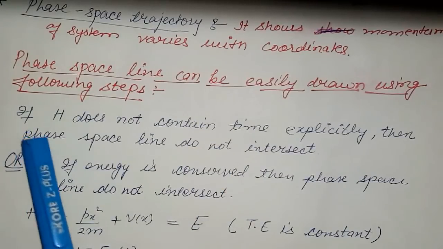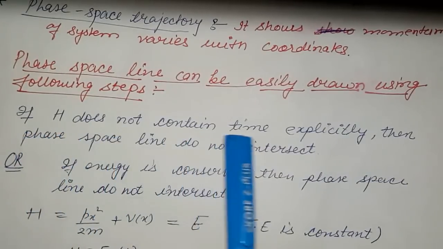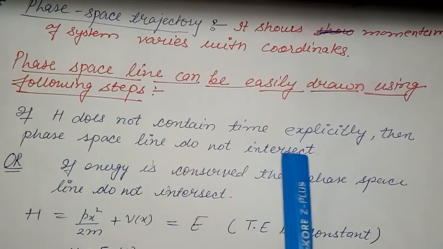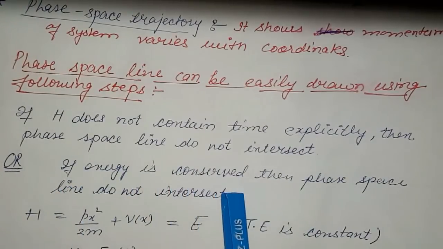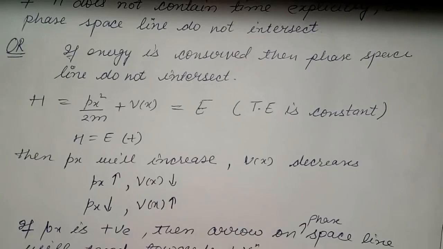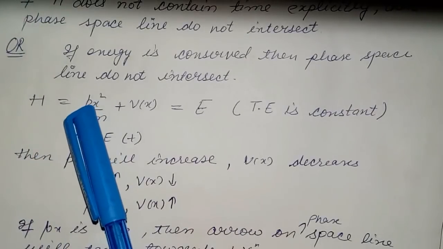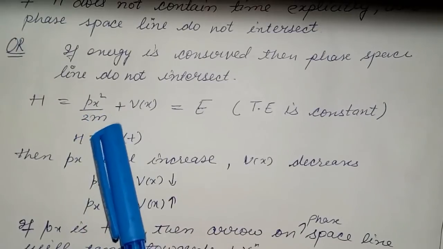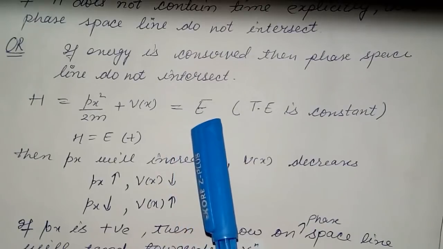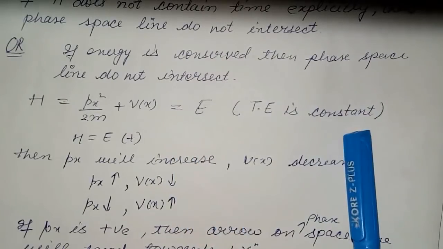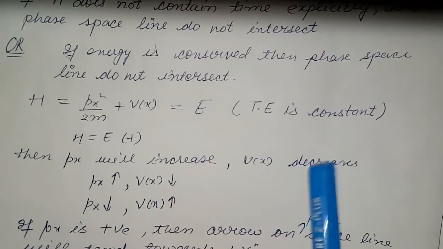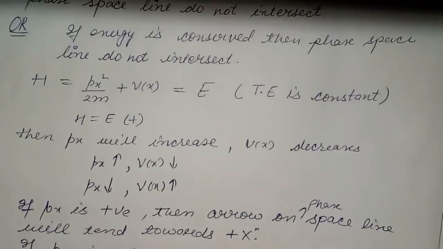First, if the Hamiltonian does not contain time explicitly, then phase space lines do not intersect. Or if energy is conserved, then phase space lines do not intersect. The Hamiltonian is equal to Px square upon 2m plus potential, that is V of x, which is equal to the total energy, constant. So then Px will increase, V(x) decrease. These are conditions.